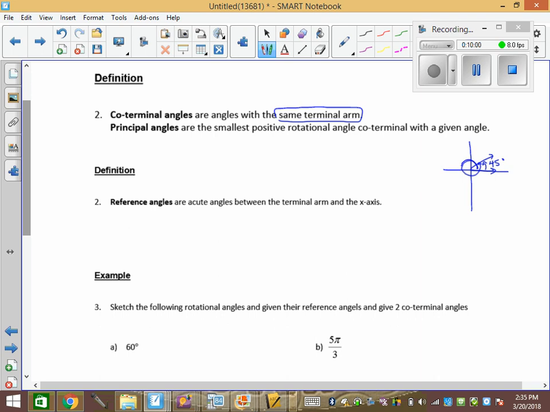360 plus 360 got me to here, plus 45. So it would be 405 would be coterminal with 45. So if I drew 405, it would land on 45, same terminal arm. Okay, that's what coterminal means.